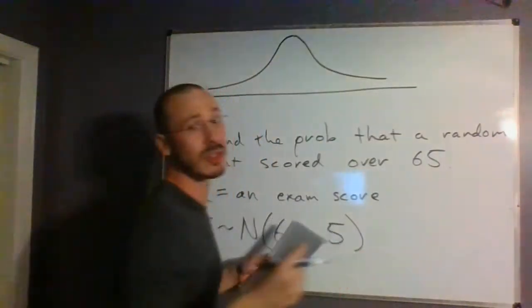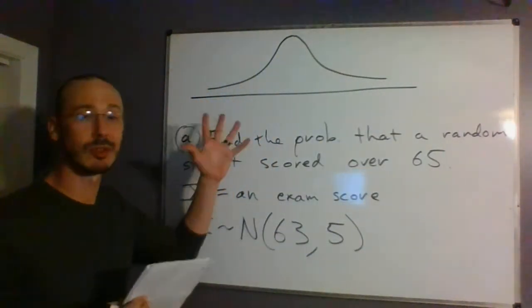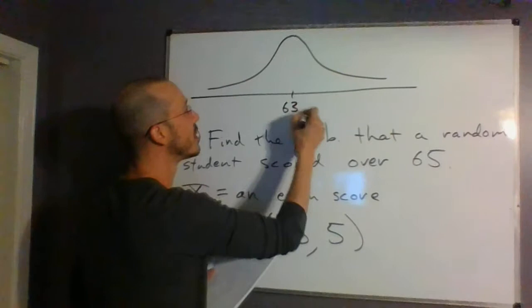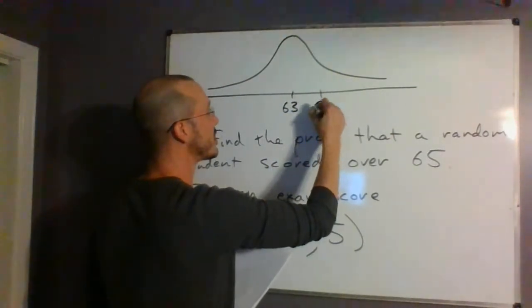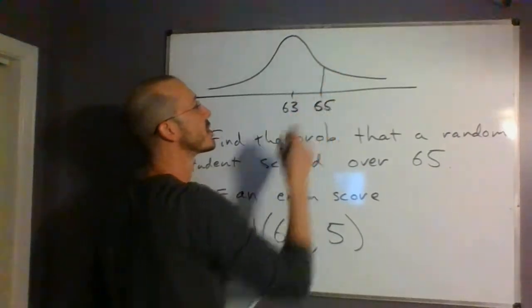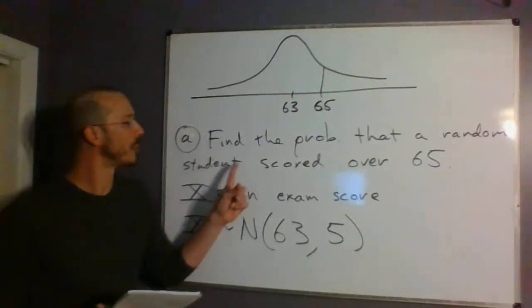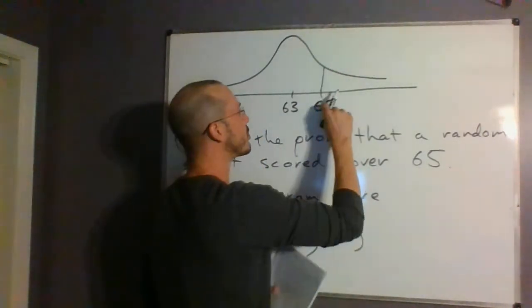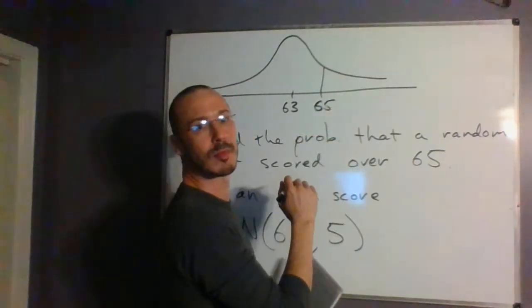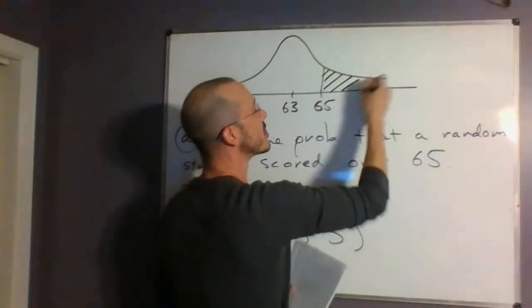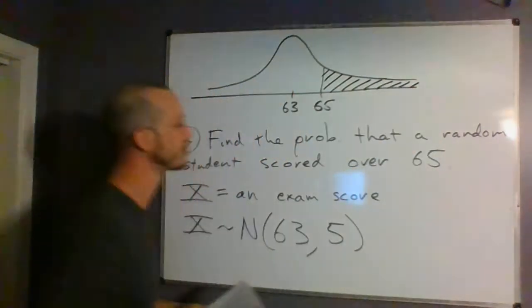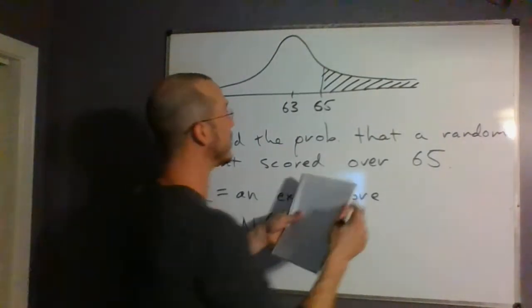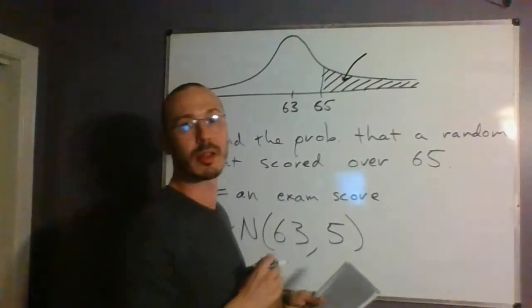I do want to draw the picture to guide me. We're going to actually use the calculator more than drawing the picture, but it is still a very good guide. So 63 is the mean, and 65 is the score of interest. Find the probability that the random student scored over 65. That means greater than 65. This is the region I'm interested in, the area that I've shaded.